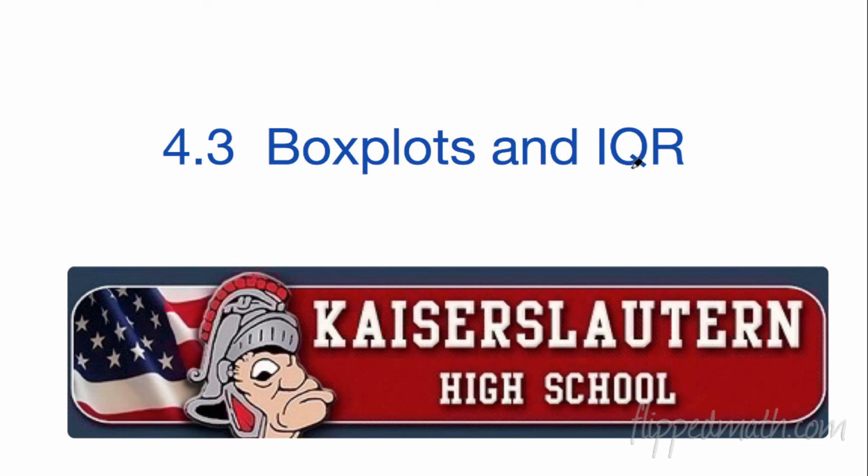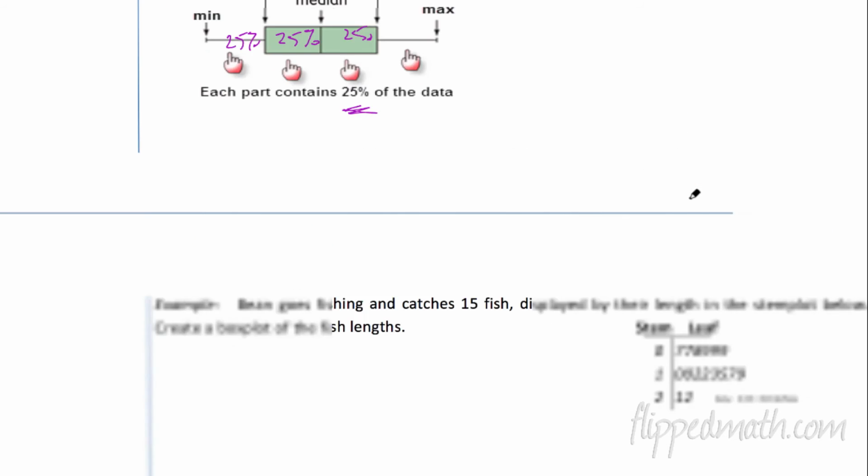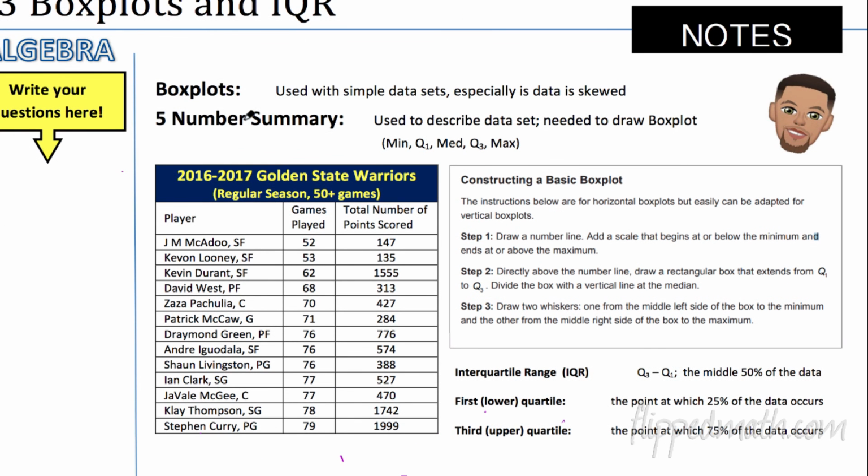Hey, welcome back. Today, our goal is to learn what a box plot is and the interquartile range. All right, so what is that? Let's jump right into it. A box plot. We use this when we want to plot data that is skewed. Box plots are used with simple data sets, especially if the data is skewed.